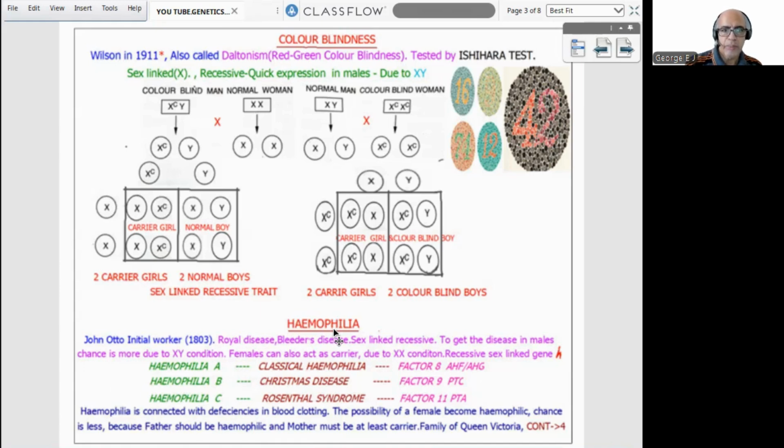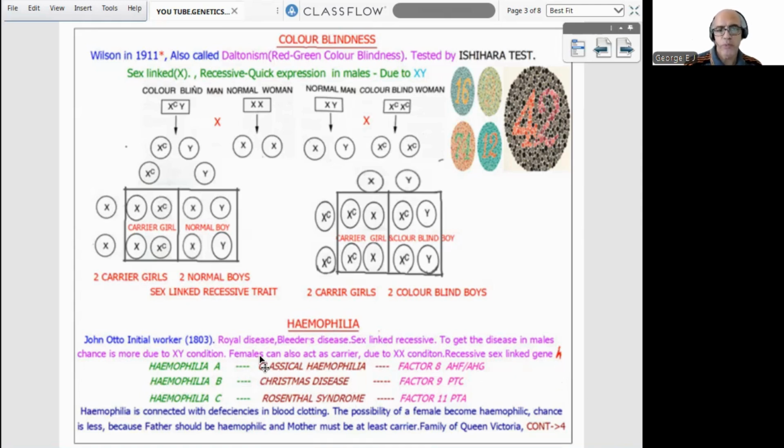To get the disease, the chance is more in males due to XY, since X has no complement, that is only Y. So immediate effect will be there; whatever characters appear in X show in males. Females normally act as carriers, but a female also can get it, though normally she acts as a carrier due to the XX condition. It is a recessive sex-linked gene, namely small h.